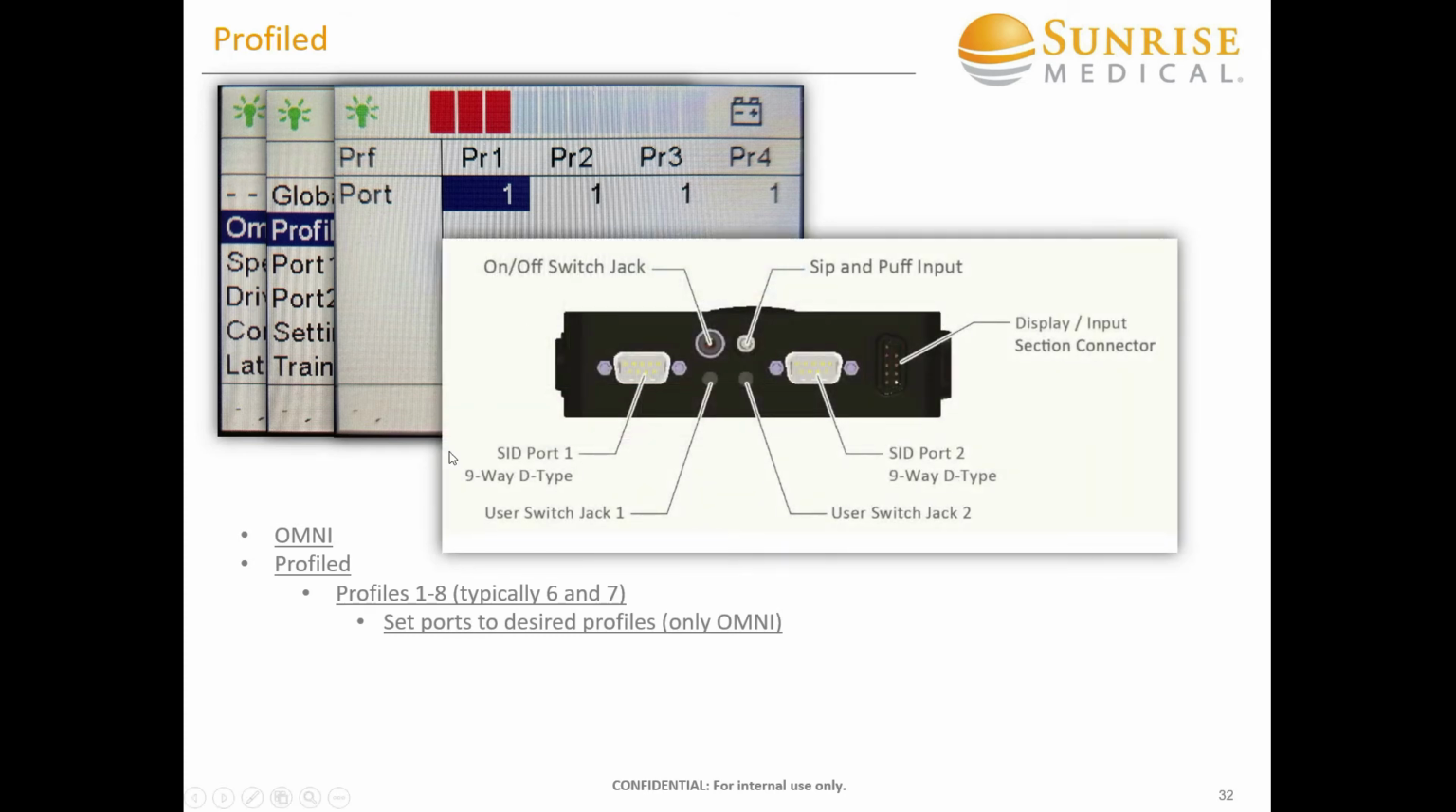Now, when we talk about the ports themselves, on the bottom of the Omni or the Omni 2 box, there are actually two sets of ports, port 1 and port 2. Okay, you can see those, they're listed on here, but port 1 is on the left and port 2 is on the right. There are also ports that we use for sip and puff and user jacks, which I'll talk about in a minute, but understand that when you set port 1 and port 2, you're setting up for primarily these two ports on the bottom.